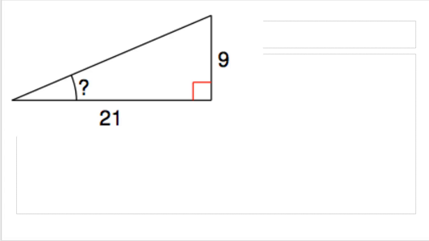Alright, so in a previous video we worked on problems to find a side length, knowing an angle and one other side length, using SOHCAHTOA. But now we're going to do kind of the opposite. We're going to be given two sides and we're going to find the angle.